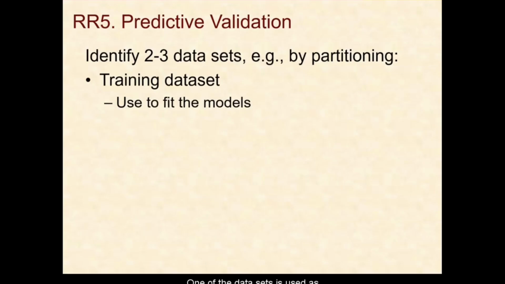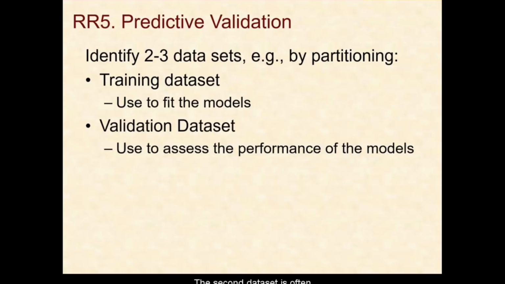One of the data sets is used as a training data set. When we're doing multiple regression and have multiple predictors available, we usually try more than one model, checking to see which model works best. We'll see more about this in a later module. For the predictive validation procedure, the training data set is used to fit the models. For regression, we use the training data set to derive the beta hat values for each of multiple possible models.